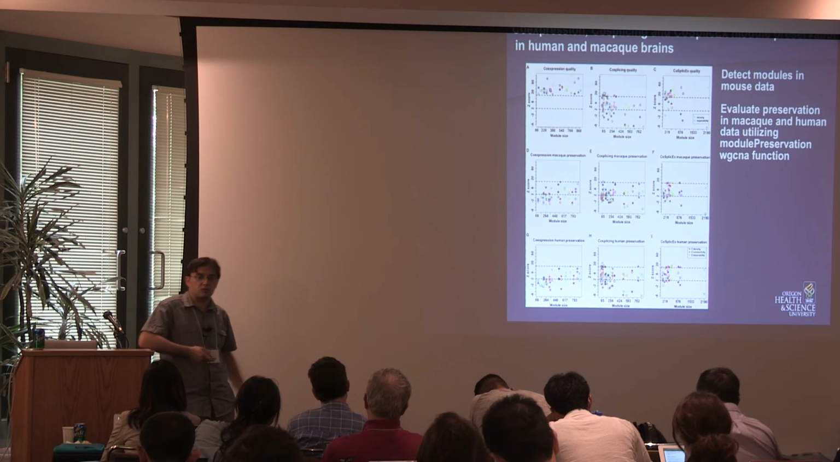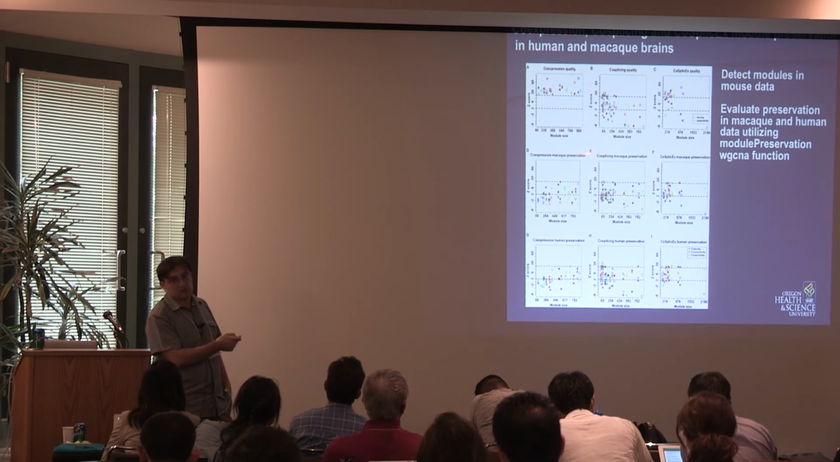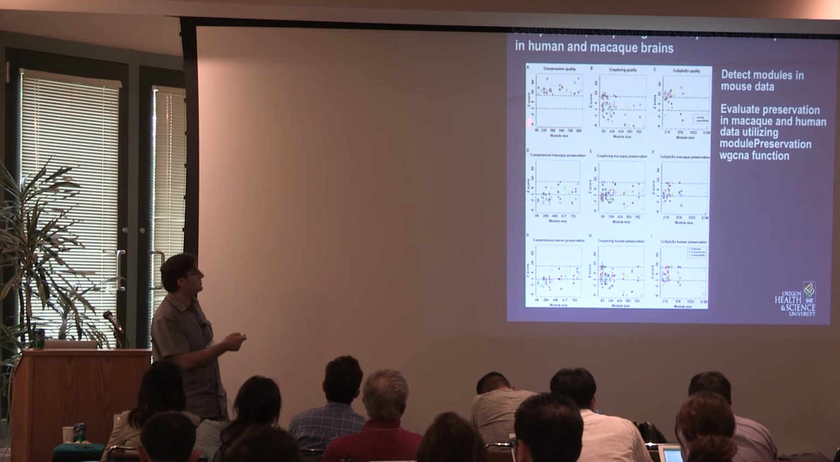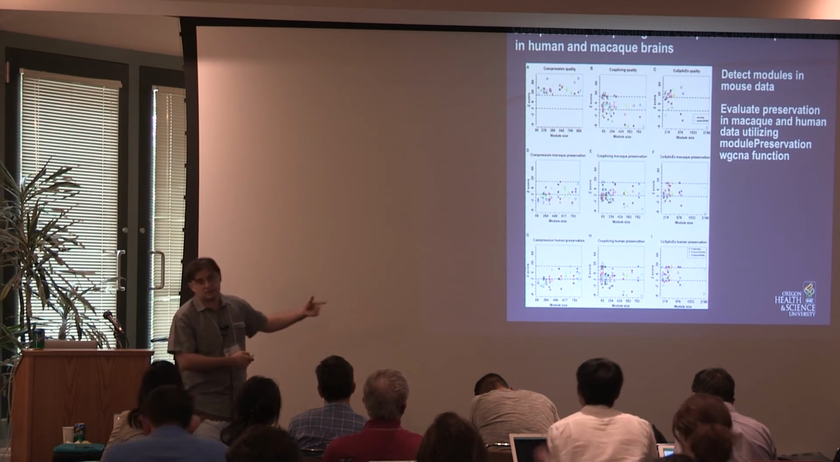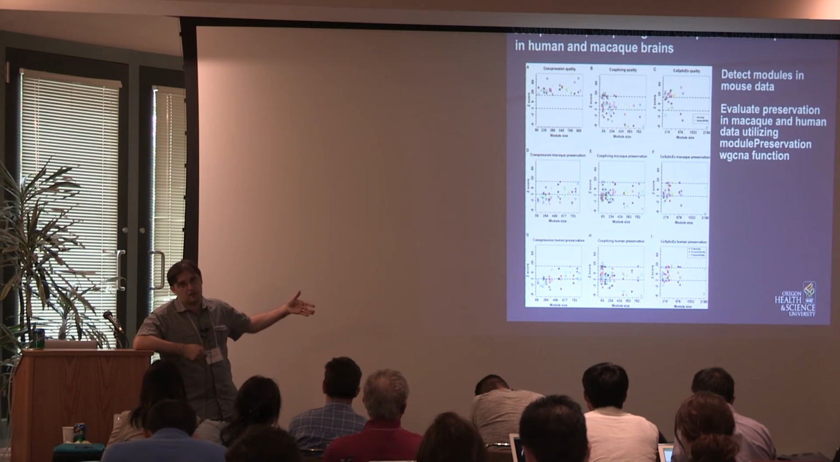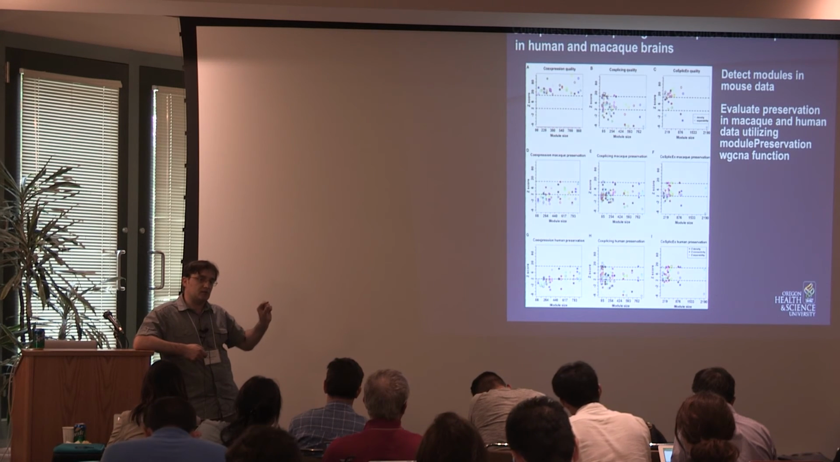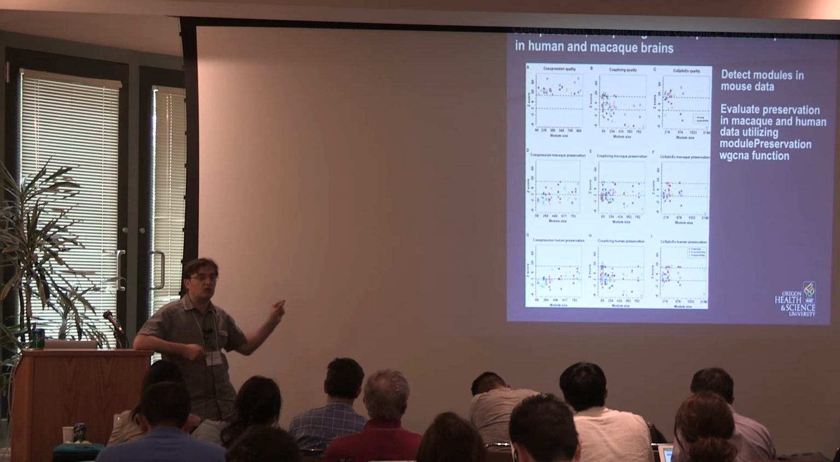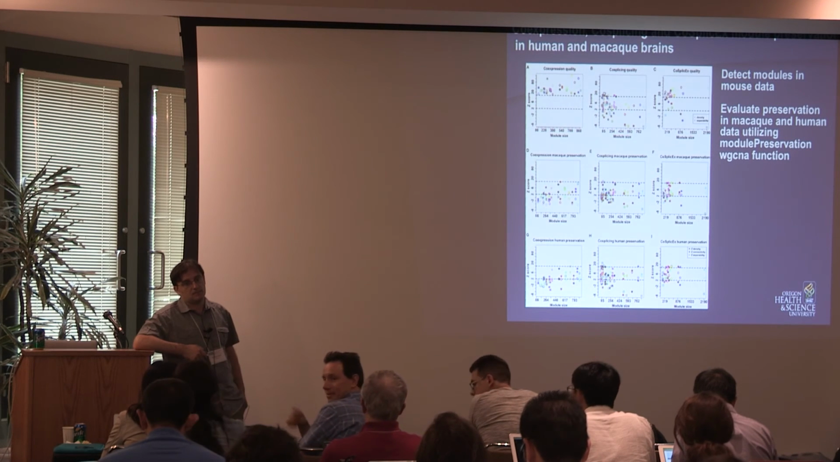For module preservation, you do what I did here. You detect your modules in the mice, and then you take the same module assignment and ask, can I find it at a significant level in the macaque and the human data? That's a different question from taking the same module in humans, where one is from normal and one is from Alzheimer's, and asking, is this module disrupted? Maybe we'll discuss it later.